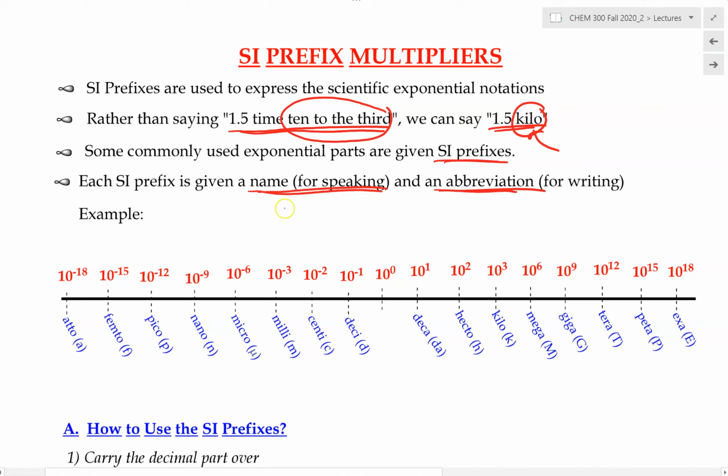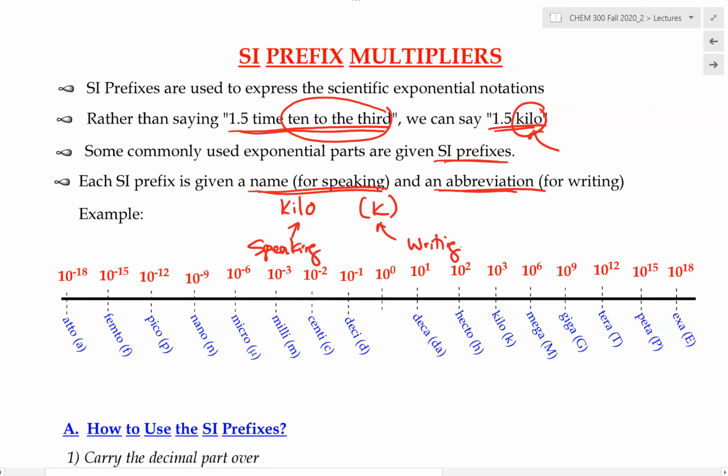For example, the prefix kilo. When we say it, we will call this a kilo. This is for speaking. When we have to write it, we'll be writing this with a lowercase k. So that is the abbreviation, and this is for writing.